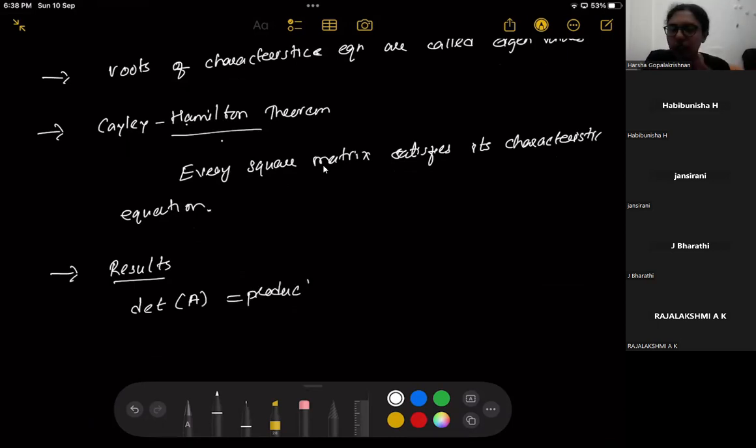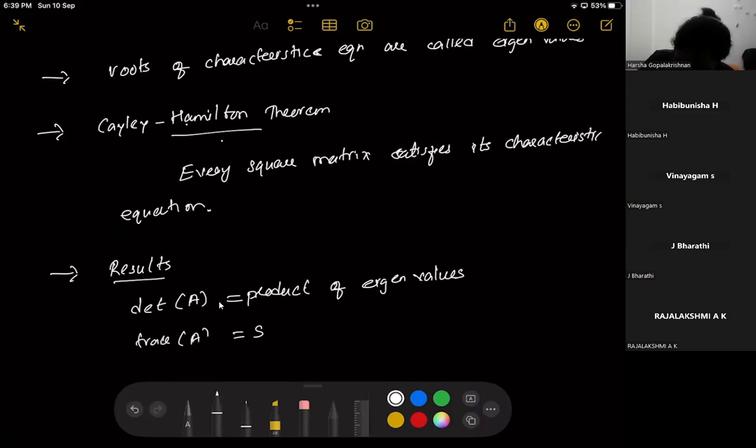So we have already seen what an eigenvalue is. If we take the product of the eigenvalues, we will get the determinant of the matrix A. And trace of A is the sum of the eigenvalues. If we add all the eigenvalues, we will get the trace of the matrix A, and if we multiply all the eigenvalues, we will get the determinant of A.